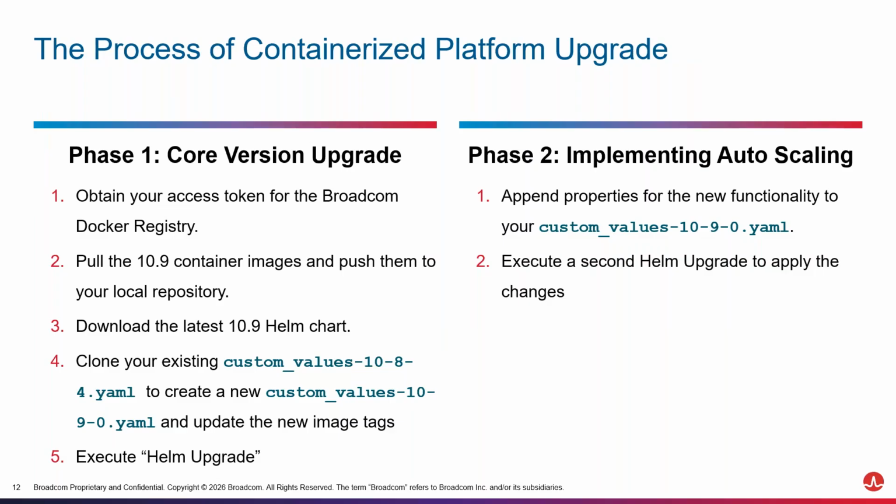You are pulling the latest Helm chart. You already have a previous version deployed, for example, it could be 10.8.4, with the default Helm chart, which you already configured. So you are pulling the 10.9 Helm chart. You can clone your existing 10.8.4 YAML file. Again, this is your custom values file with your specific information.